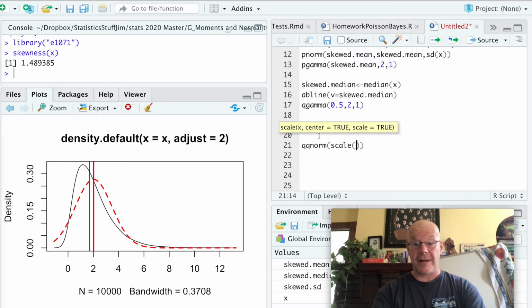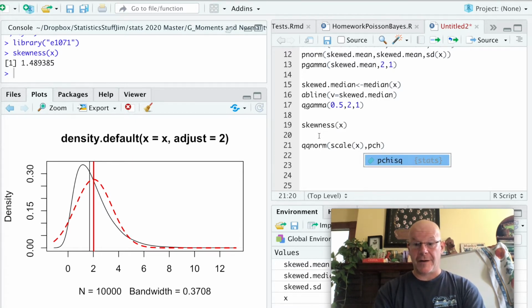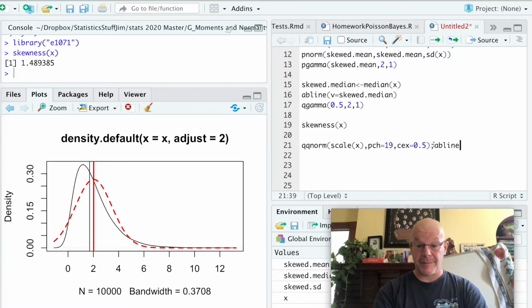So I'm going to scale x, and then I'm just going to add a few arguments in here to make the plot look nicer. So PCH is 19. Character expansion, I'm going to say is 0.5, so that way the dots are smaller. PCH 19 will give me solid dots as opposed to open circles. And again, this is just stuff that you'll learn as you start playing with R. Obviously, you'll never be evaluated on your ability to make pretty plots.